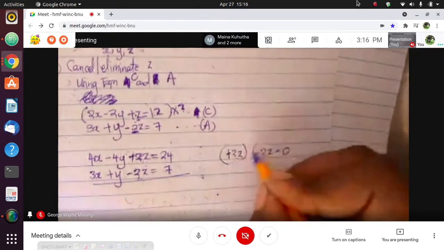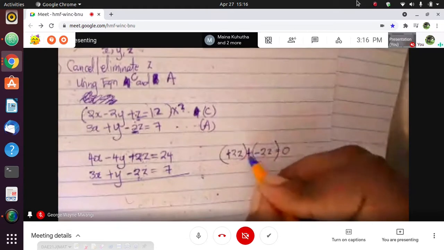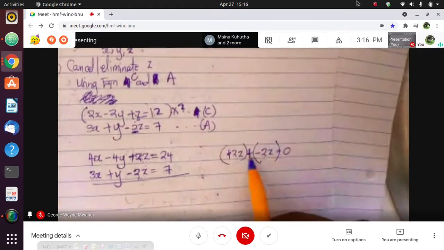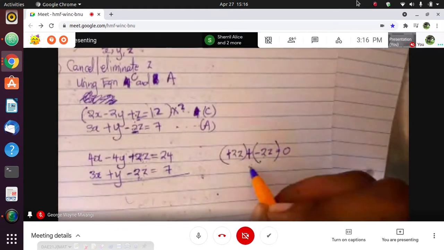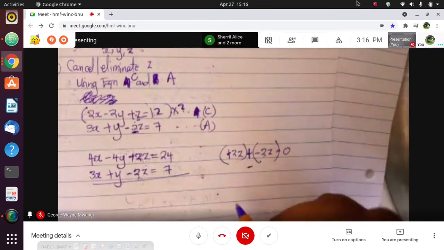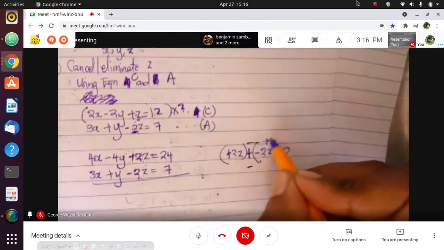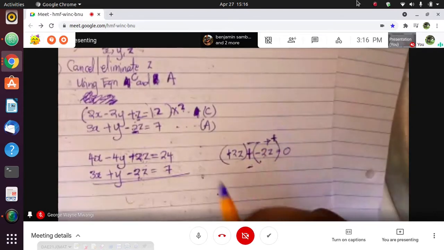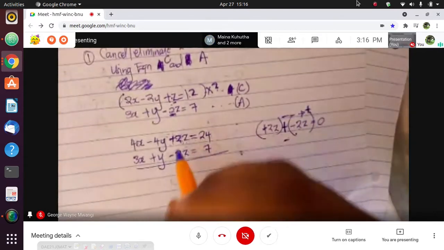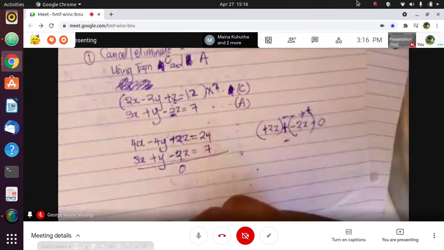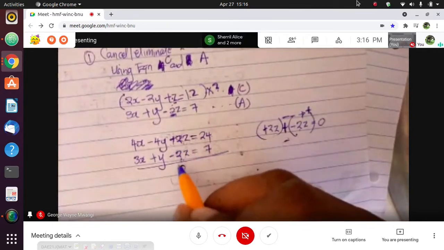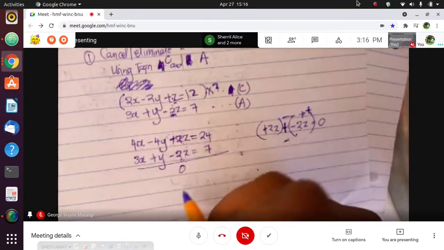You will add. If I add a plus and a minus, it remains minus. If I subtract a minus and a minus, it becomes a positive. So I will add them. So now when I add them, they become 0. So that means you have added here, I will add everywhere.